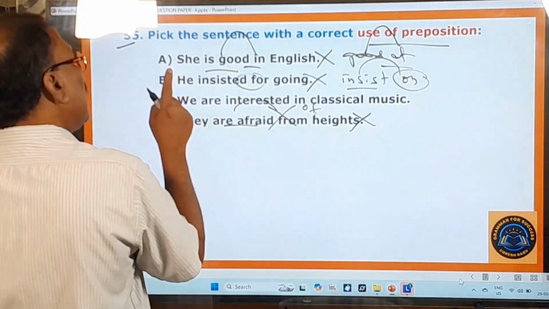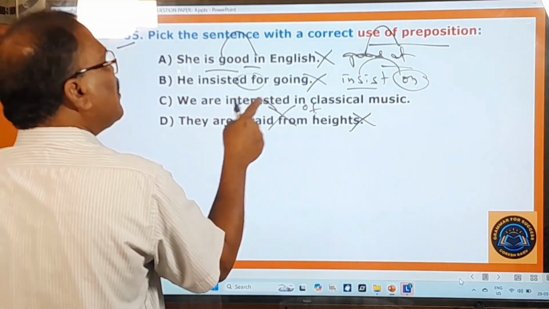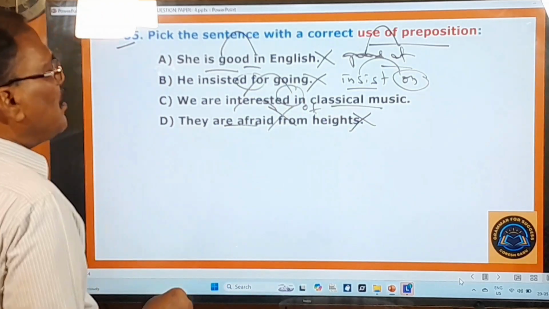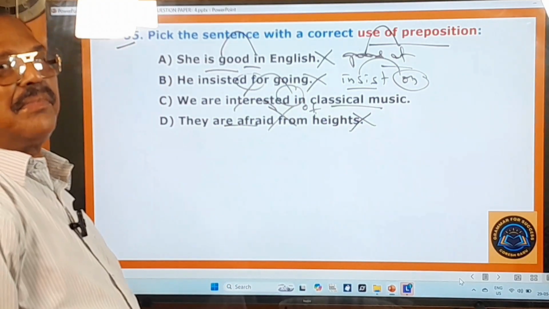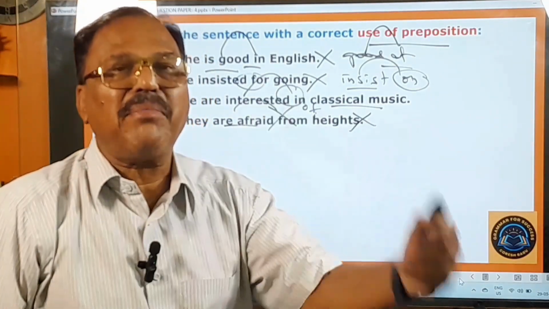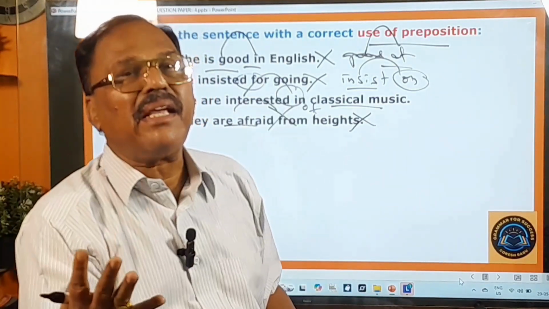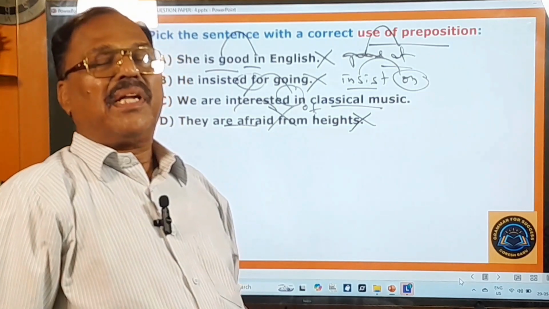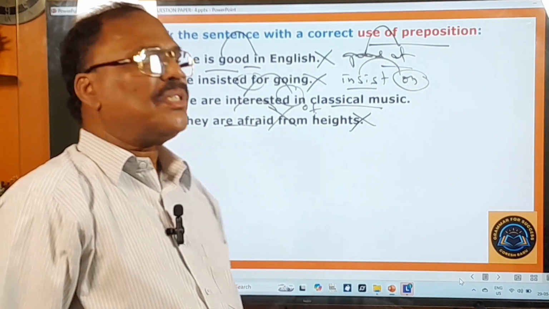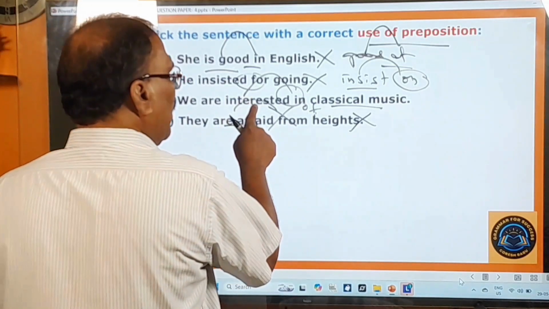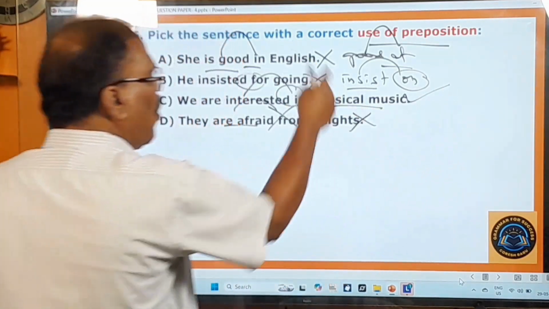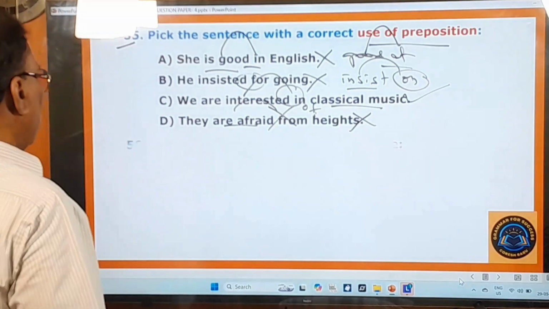మరి you look at the third sentence. We are interested in classical music. After interested we must always use the preposition in. He is interested in mathematics. I am interested in grammar. She is interested in singing. ఇంట్రెస్టెడ్ అనగానే దాని పక్కన ఇన్ను రావాల్సిందే. So in this sentence only the preposition is used correctly, and therefore this is your right answer. All others are wrong. You move on to the next question.